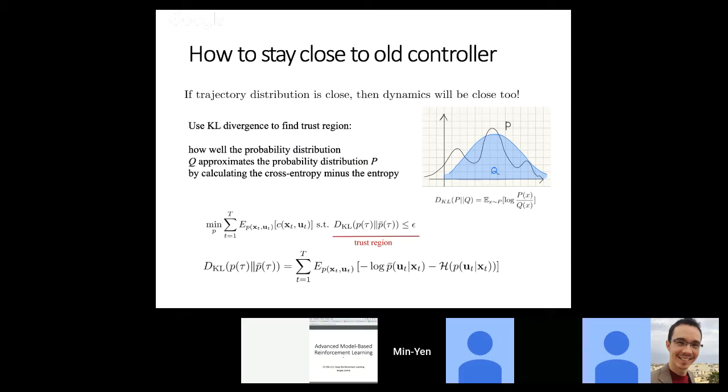So the KL divergence is trying to find this trust region. You have to make sure that the two trajectory distributions are close to each other, and then you just set up an epsilon, and it has to be smaller than epsilon. They have the mathematical derivations in the lecture. I couldn't do better than the lecturer, so I just take the result. The end goal is that we're trying to minimize the cost function while we have this constraint. The constraint is our trust region.